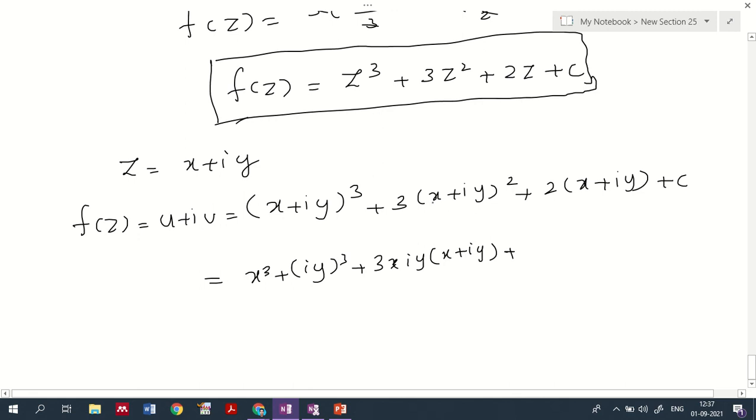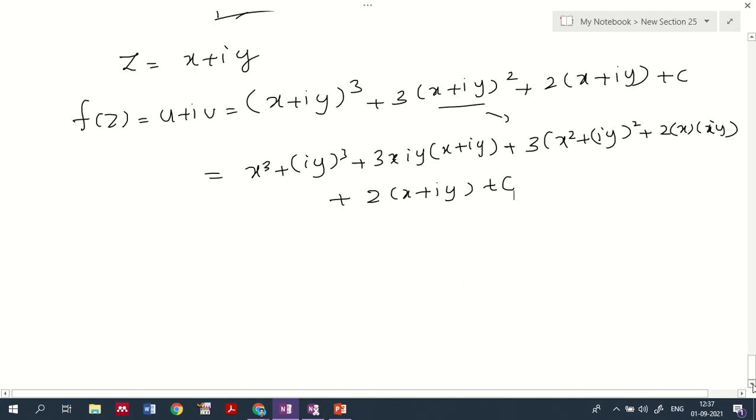And here when you take 3 into x plus iy square, so this will be equal to what? This will be equal to 3 into x square plus iy square plus 2x into iy plus 2 into x plus iy. So that is 2 into x plus iy plus c.